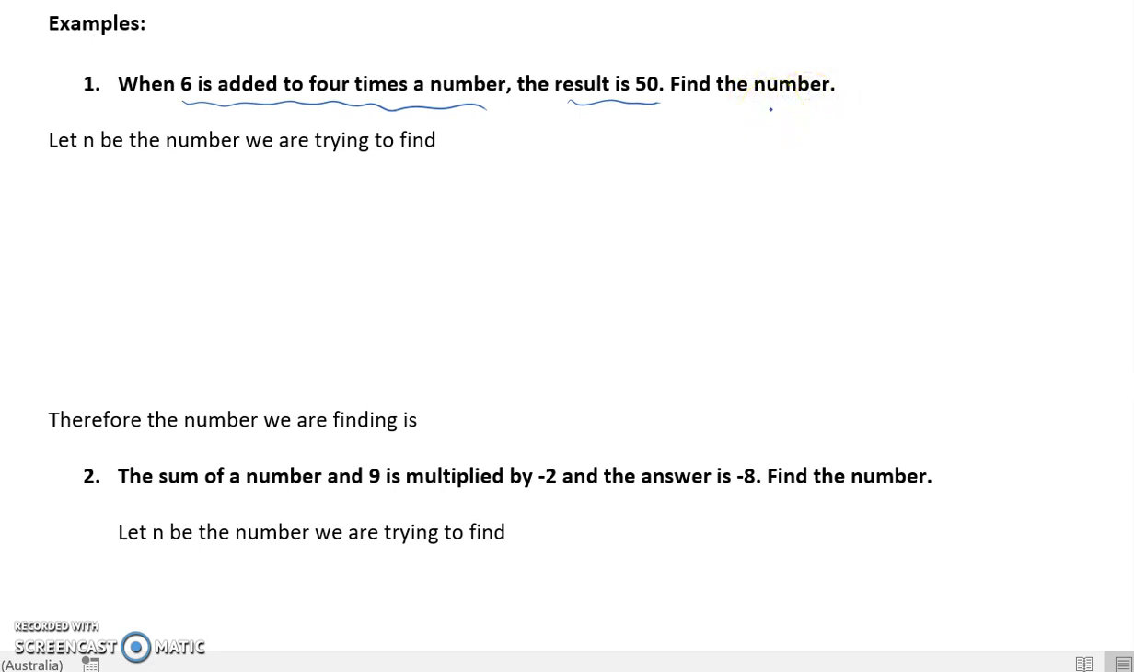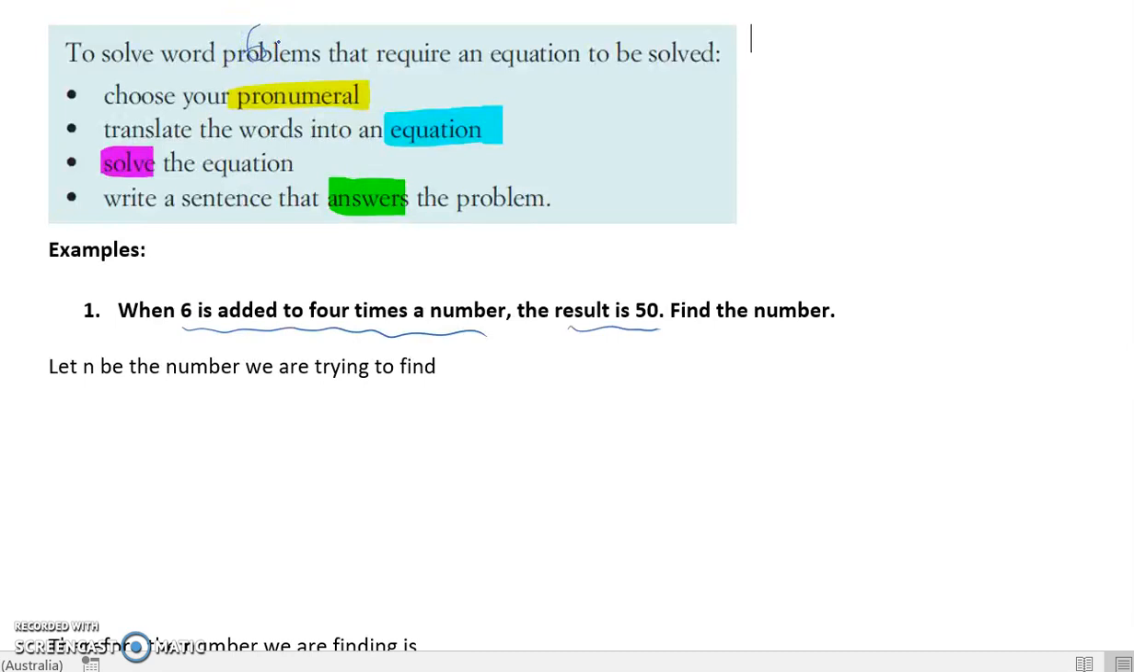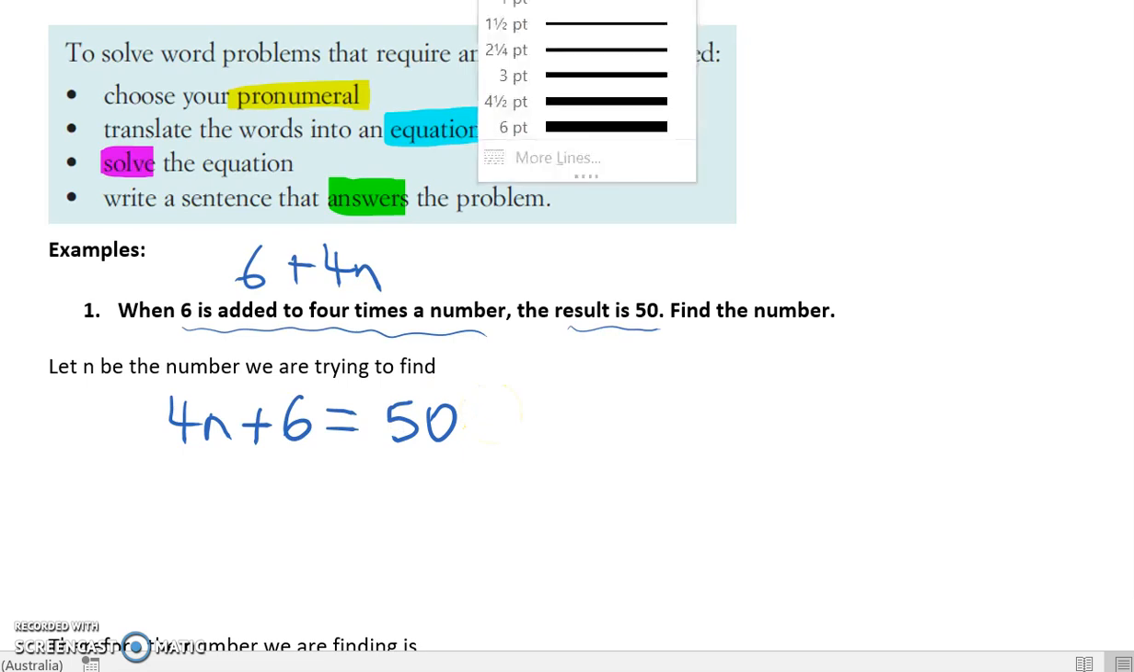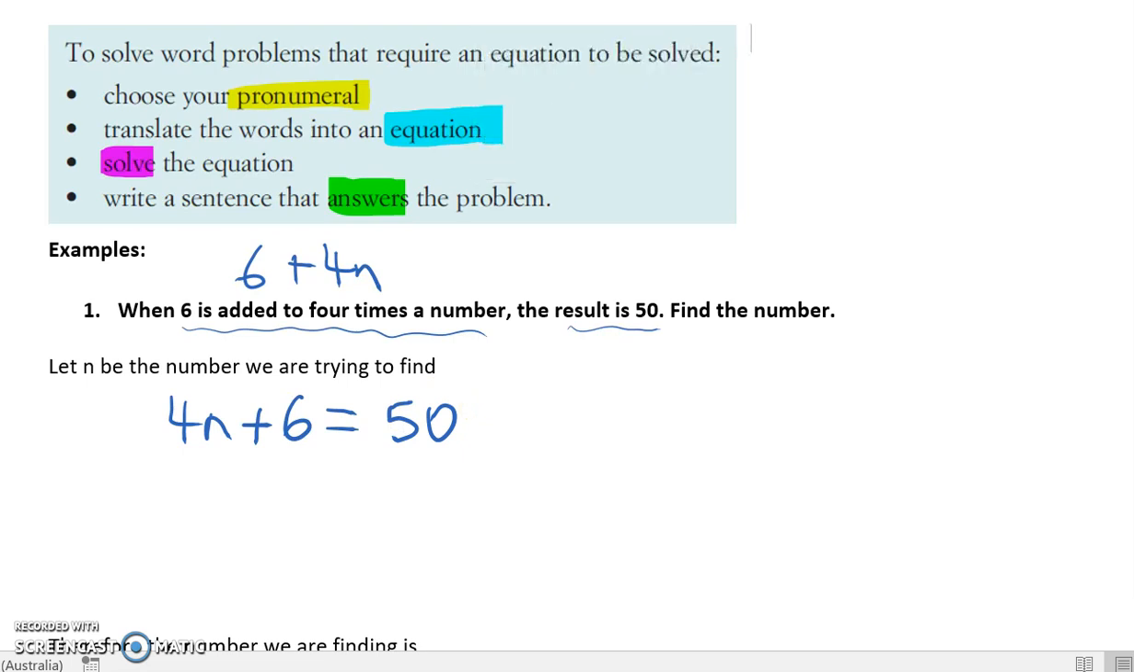So the first thing we do is to introduce a pronumeral. I'm going to let n be the number we are trying to find. So this first bit here where it says when 6 is added to 4 times a number, that would be 6 plus 4n, because 6 is added to 4 times a number. You could also write that as 4n plus 6, and it says the result is, which implies equals 50. Okay, so that's how I get that equation out. Often the hardest part of this section of work is just coming up with that equation. But once you've done that, it's usually pretty good.